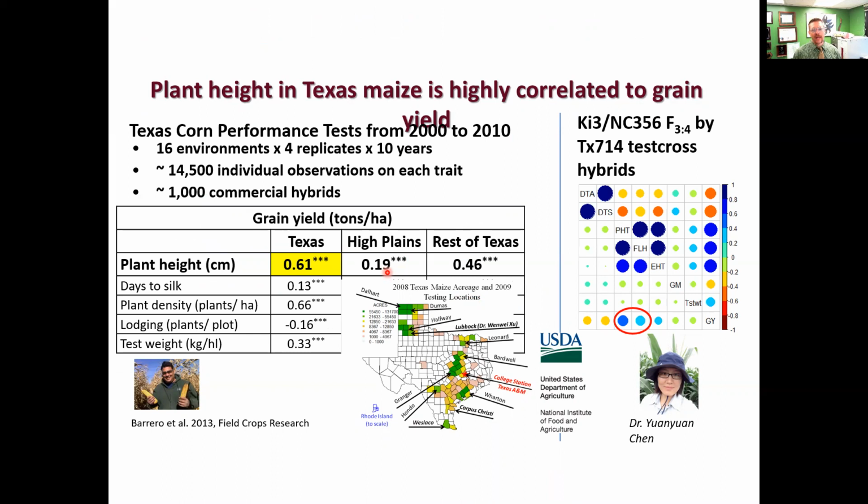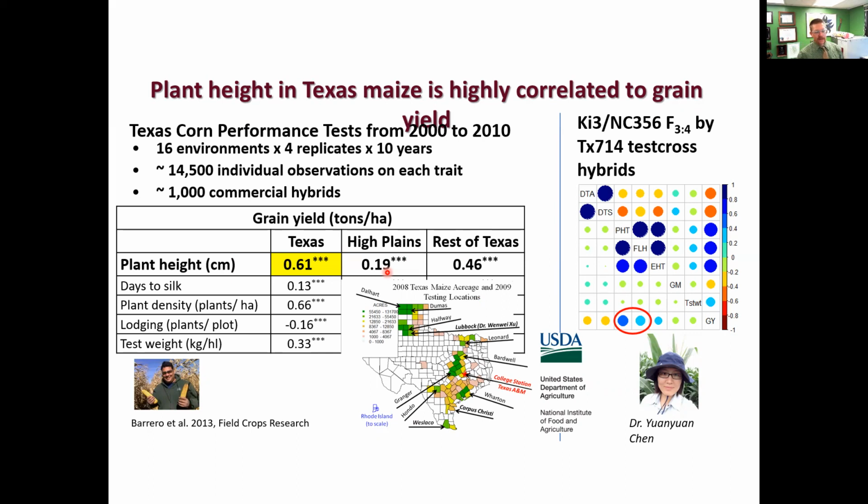I'm going to just start off with the case study of plant height because my group has spent a substantial amount of time looking at plant height. One of the interesting things in Texas, now this doesn't apply to most of the United States, but in Texas, plant height, even in elite commercial material, is highly correlated to yield. So what does that mean? It means that taller plants tend to yield more.